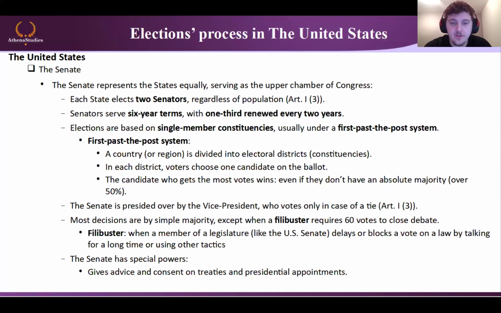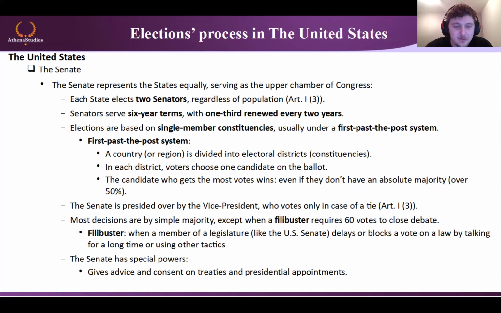The Senate is presided over by the Vice President, who votes only in case of a tie, Article 1, Section 3 of the US Constitution. Most decisions are by simple majority, except when a filibuster requires 60 votes to close debate. And what's a filibuster? Well, it's when a member of a legislature, like the US Senate, delays or blocks a vote on a law by talking for a long time or using other tactics. So interesting to know here.